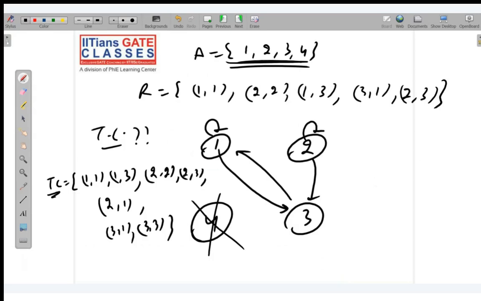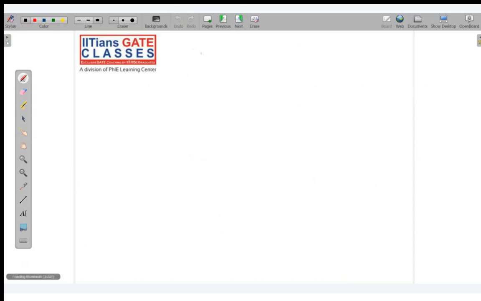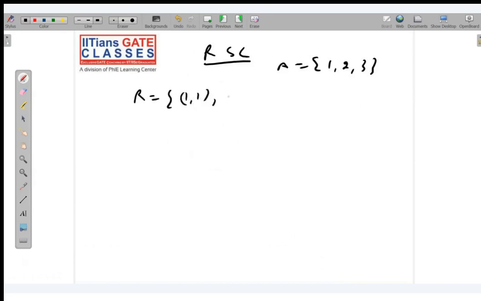Just for the sake of practice, one question. Take snapshot, I will jump to the next slide. Reflexive symmetric closure. Parent set A is {1, 2, 3}. Relation is (1,1), (2,2), (1,3), (3,1), (2,3). This is a relation and we want the reflexive symmetric closure.